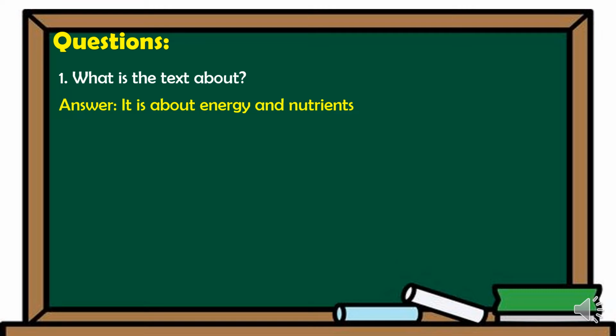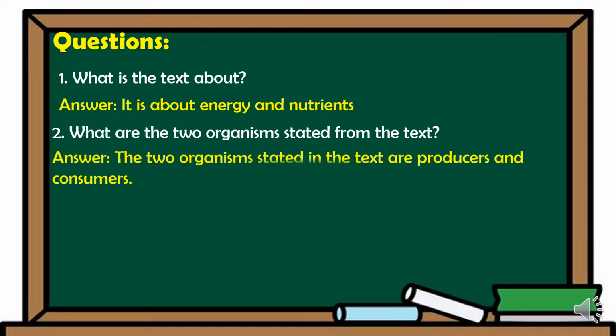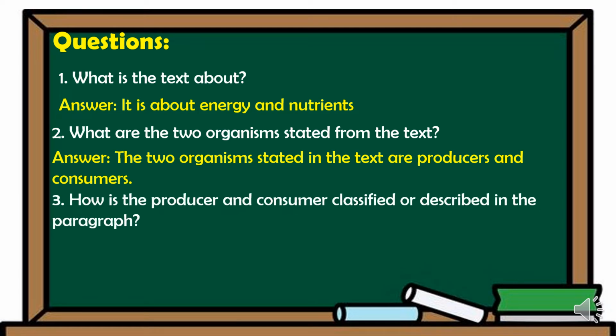Answer. It is about energy and nutrients. Number 2. What are the two organisms stated from the text? Answer. The two organisms stated in the text are producers and consumers. Number 3 question. How is the producer and consumer classified or described in the paragraph?